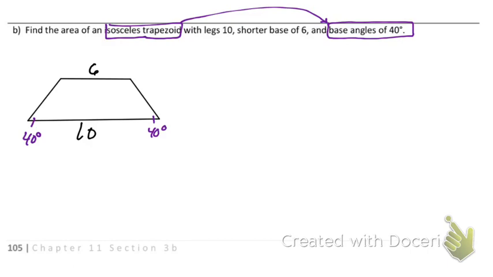All right, I'm going to use Sam's trick, and we'll see where that goes. So Sam said, last time he said just divide these into right triangles. But how does that help me here? I have a 40 degree, I have a 10, and I have a 6. How does that help me find my height?